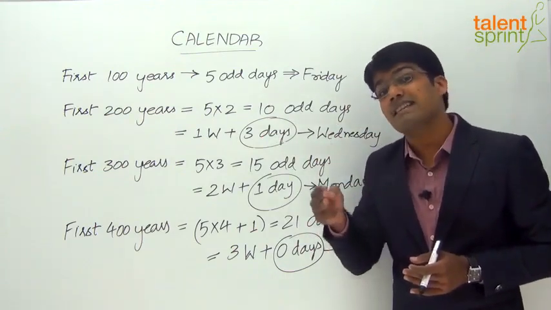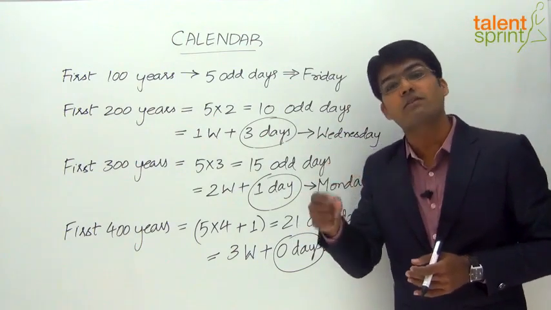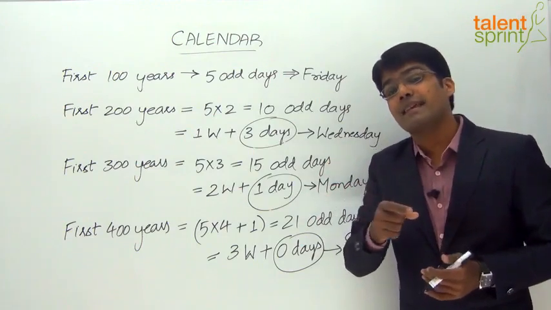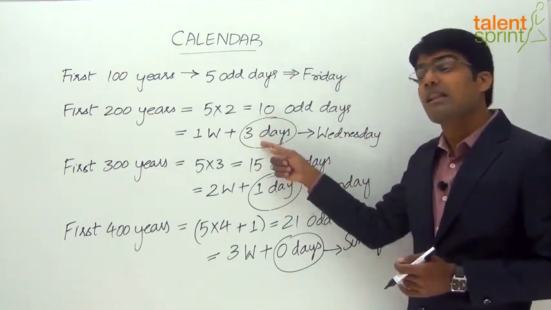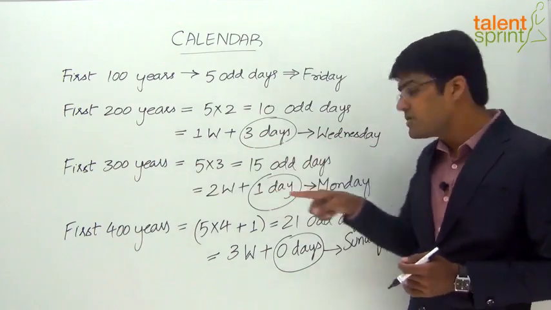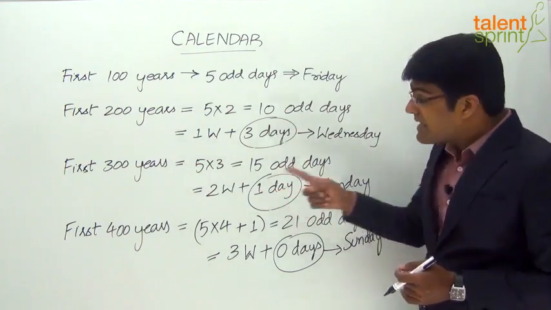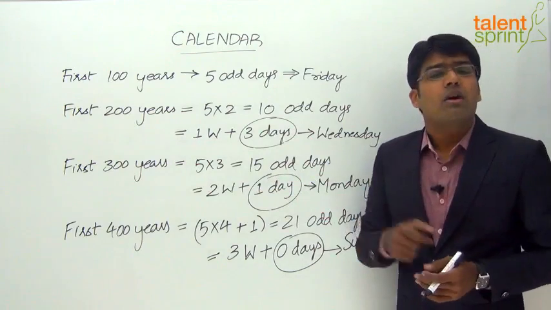The number of odd days in the 6th century will be 5, but the number of odd days in the first 6 centuries, or in the first 600 years, will be 3. So the last day of the 6th century will be a Wednesday. The last day of the 7th century will be a Monday. And again the last day of the 8th century will be Sunday. And this cycle continues to repeat itself.